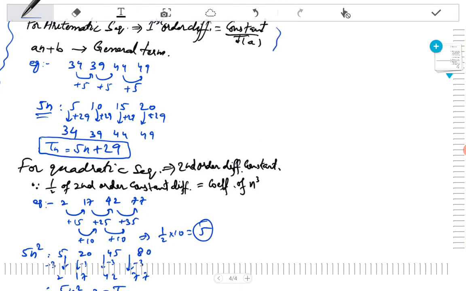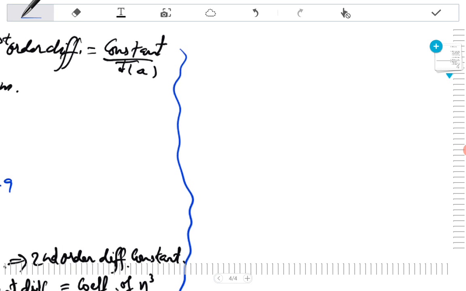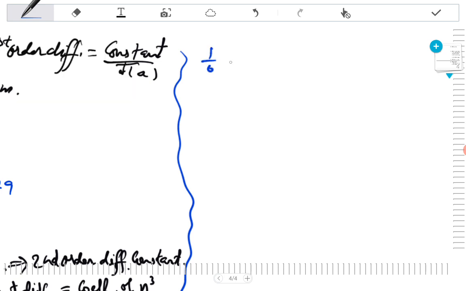I'm going to write here. So we have third order constant difference is coming as 6. So 1/6 of 6 is 1. Therefore 1 times n cube is the first part of the formula.